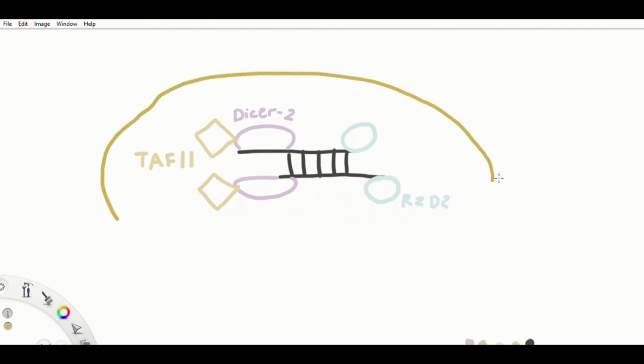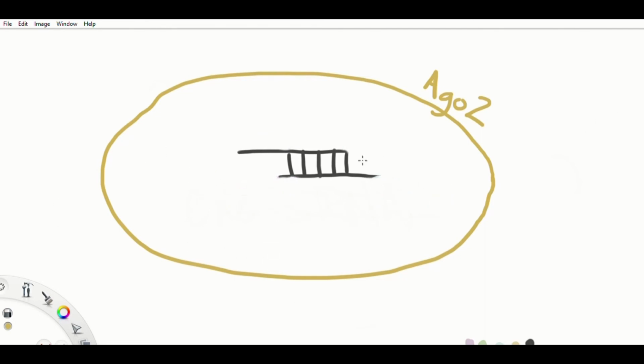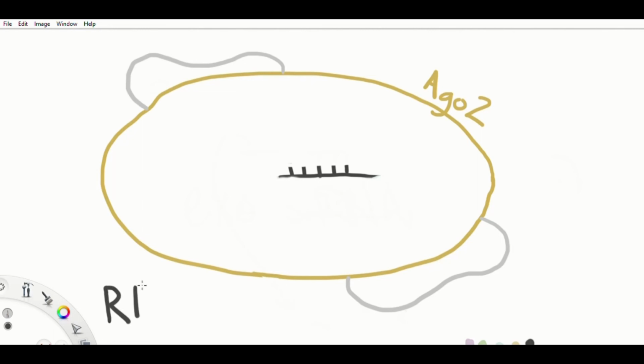A 4th protein, Argonaute2, enters the scene and takes the siRNA from dicer2 and R2D2. Only one strand of the siRNA will be needed, the guide strand, so AGO2 cuts away the other, known as the passenger strand, to be broken down in the cell. Additional proteins bind to the AGO2 siRNA couple to form the RNA-induced silencing complex, or RISC, the previously mentioned molecular scissors.